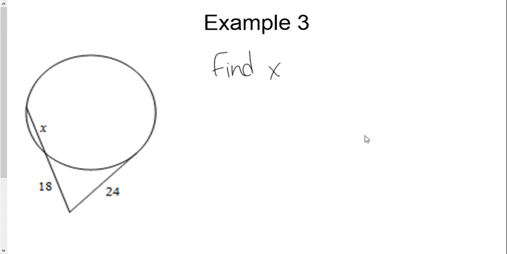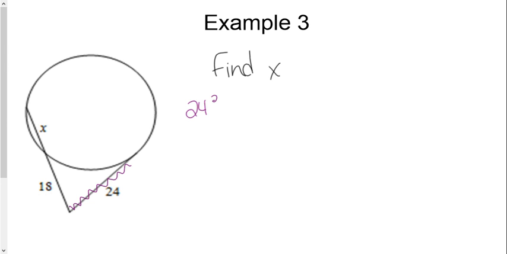So let's see this in practice. I want to find x here. So we've got to locate the tangent segment first. The tangent segment is a line that's outside the circle that only touches the circle once, which would be this line right here, 24. So here is my tangent. So I do 24 squared. Let me redo that. That 24 looks awful.